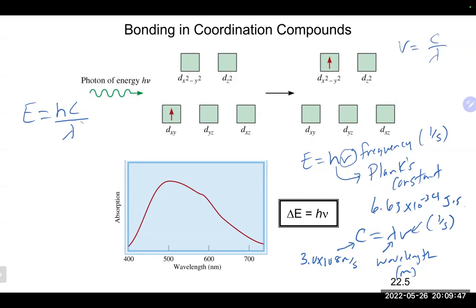This means if you simply know the wavelength of light that is coming off or has been entered into that atom, you can figure out the splitting of the higher d orbitals and the lower d orbitals in this octahedral arrangement. Any questions on that?